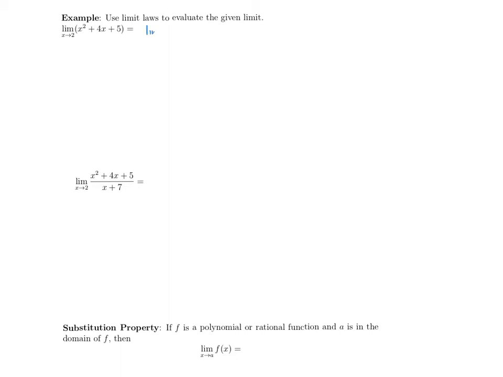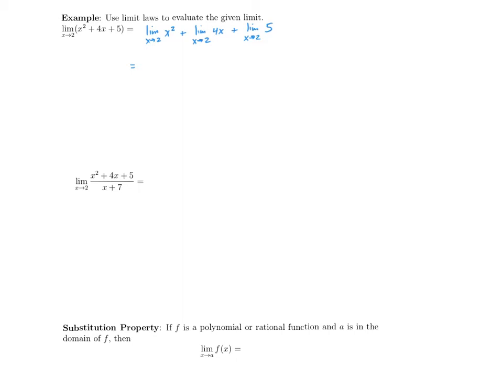That is, this becomes the limit as x approaches 2 of x squared plus the limit as x approaches 2 of 4x plus the limit as x approaches 2 of 5. And then we can start using the individual limit laws to break this up a bit further. We'll go one at a time, work our way from left to right, and be nice and methodical and patient with the process.